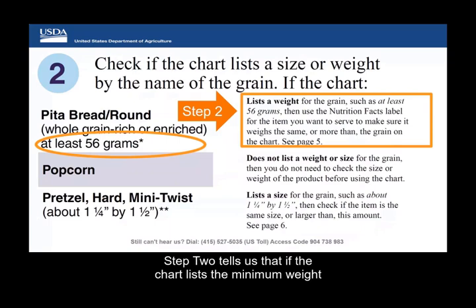Step 2 tells us that if the chart lists the minimum weight by the grain, such as 56 grams, then you need to use the nutrition facts label for the item to make sure that the item weighs the same or more than the grain on the chart. So let's go ahead and do that now.